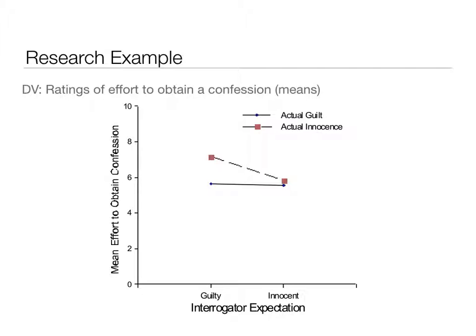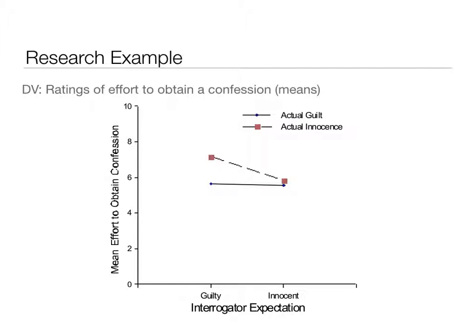We have the blue straight line as actual guilt, and the dotted reddish-mauve line as actual innocence. And what we see is that on interrogator expectation, there's no difference in actual innocence, right? However, when we look at actual innocence versus actual guilt, there is a difference. We see an increase in effort to obtain a confession when the interrogator expected a guilty suspect and they actually had an innocent one. So we see something different going on for that group than we saw for the others.